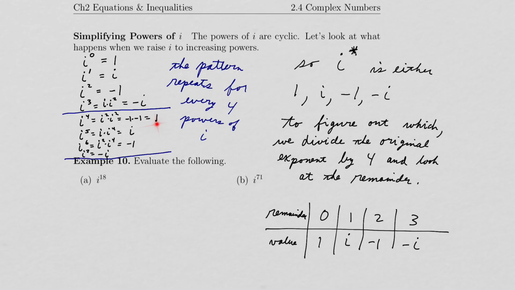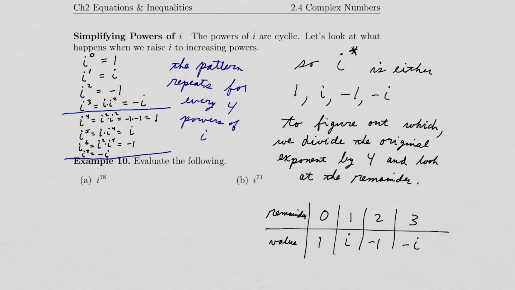And we know that i to the 4th is equal to 1. If I take, say, 5 and divide by 4, the remainder is 1. So the answer is going to be i, and I know i to the 5th, we worked it out, is equal to i, and so on and so forth. So all we need to look at is the remainder of the original exponent divided by 4.